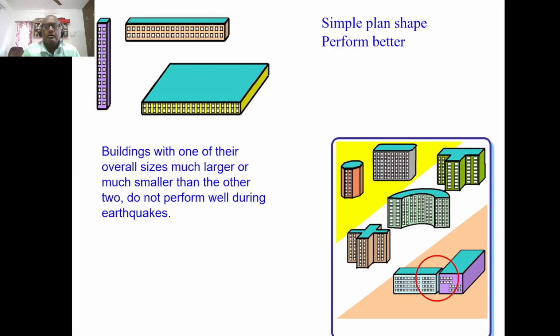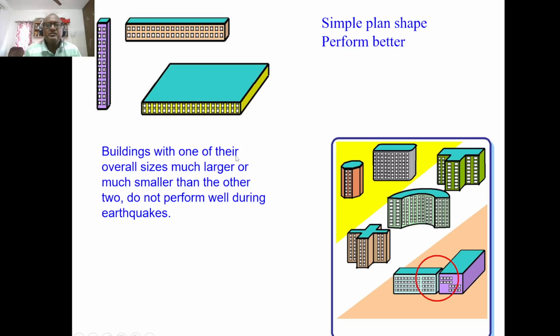For a building to perform better during an earthquake, the plan of the building should be of very simple shape. What is a simple shape? For example, the building can be square, or a rectangle, or an octagon, or circular. These shapes are called simple shapes. If you maintain that same plan throughout the height of the building, it is called a regular building and also a simple plan building. These buildings are supposed to perform better.